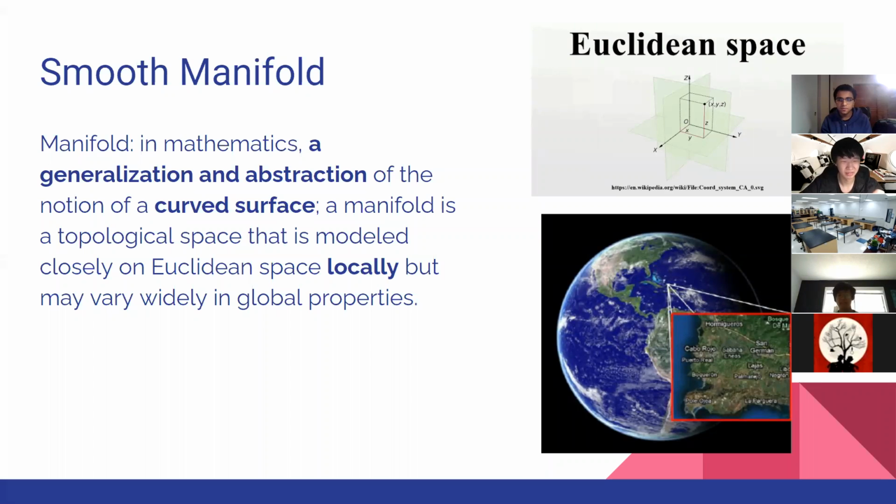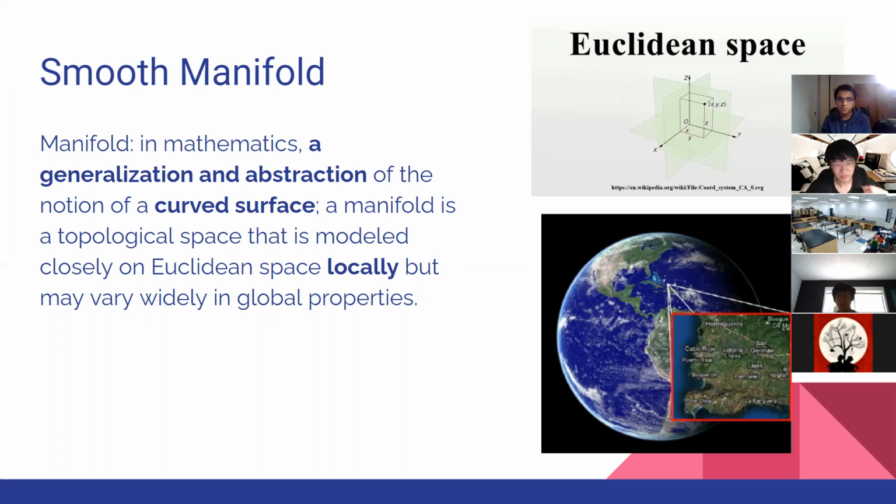What do I mean by that? Let me explain it in some mathematical terms. A manifold is a topological space that is modeled closely on Euclidean space locally, but may vary widely in global properties. So imagine looking at a tiny patch of the Earth. You will see that all the lines are flat, right? Yet you can tell that the Earth is a curved surface while you are standing there.